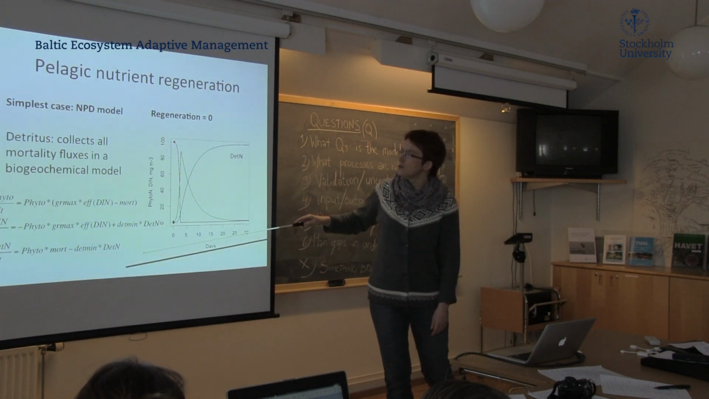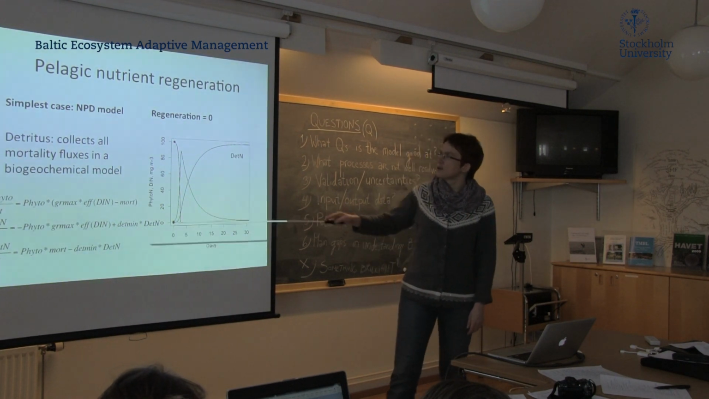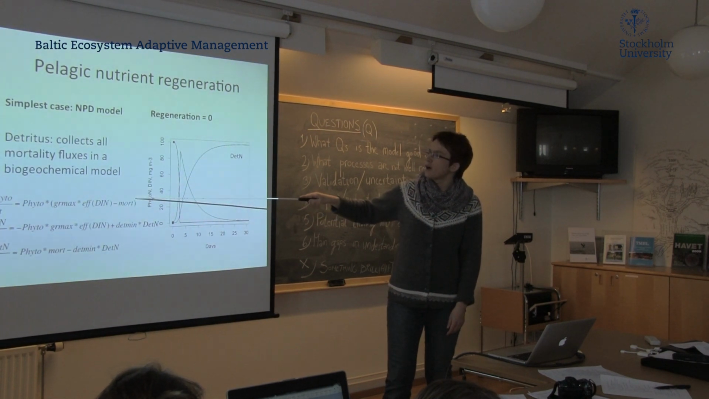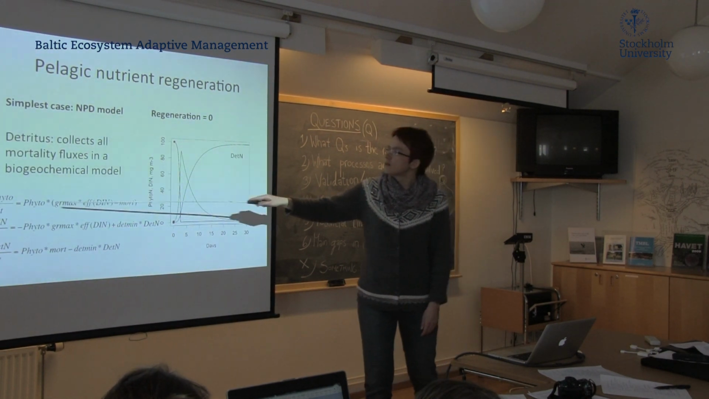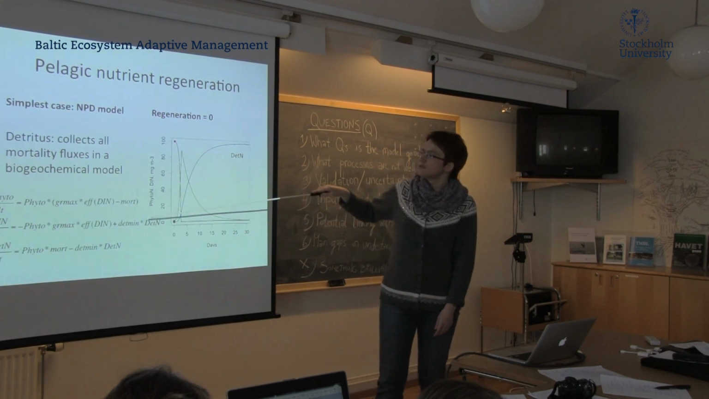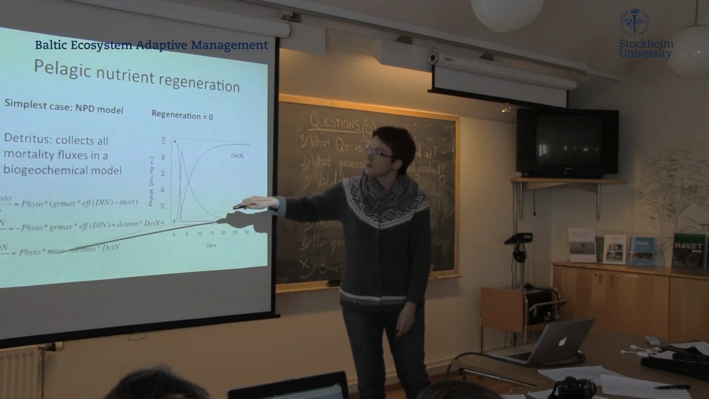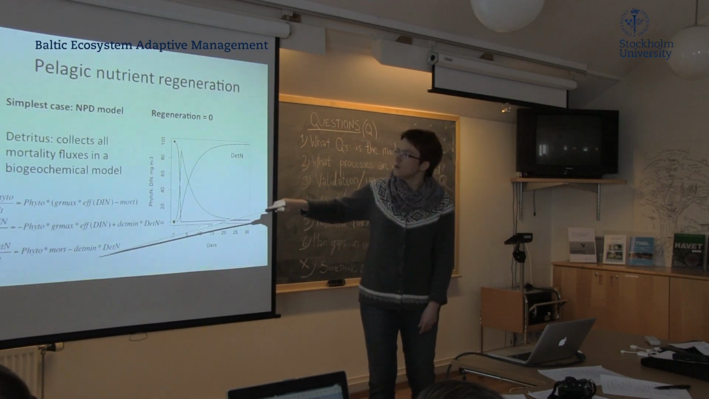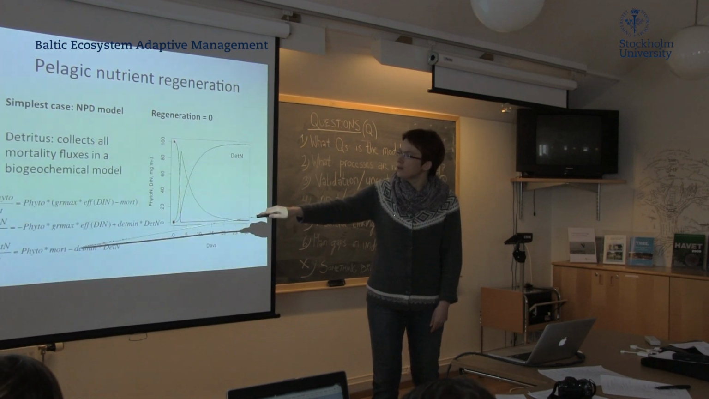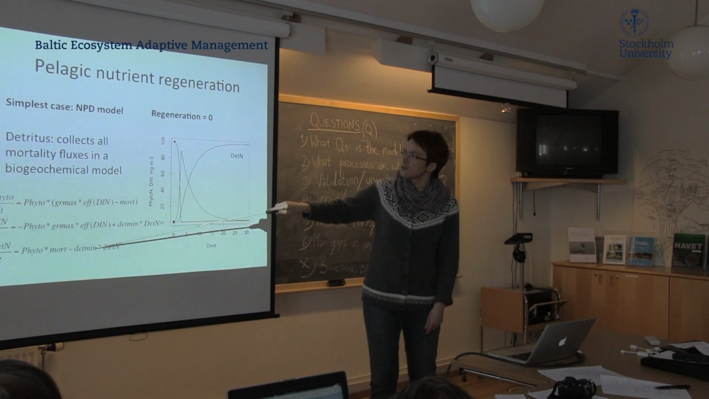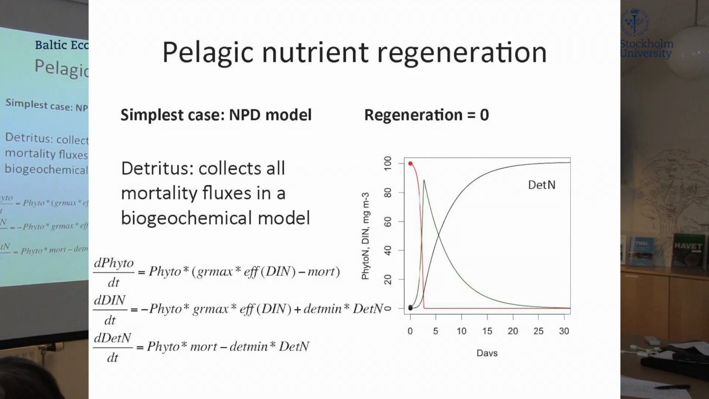So what we do in our models is that we have this mortality term here. Phytoplankton dies, and at the same rate at which it dies, it's put into a detritus pool, and from this detritus pool, nutrients are slowly remineralized. First of all, the mineralization is a loss of detritus, and it's a source of nutrients. So this is how you balance this system.